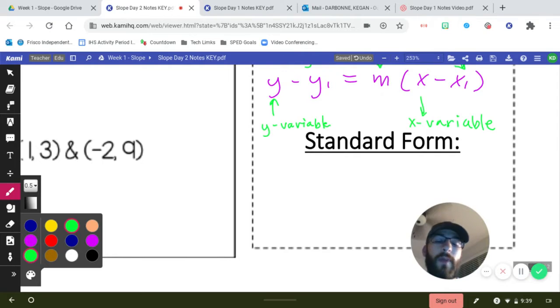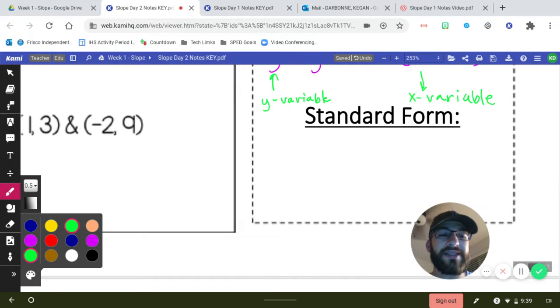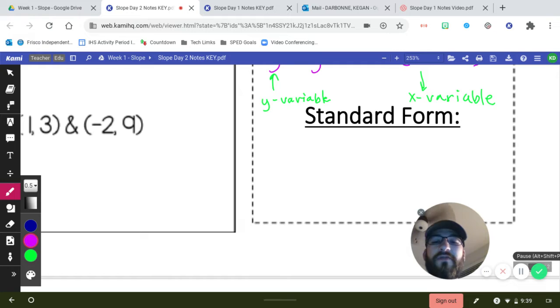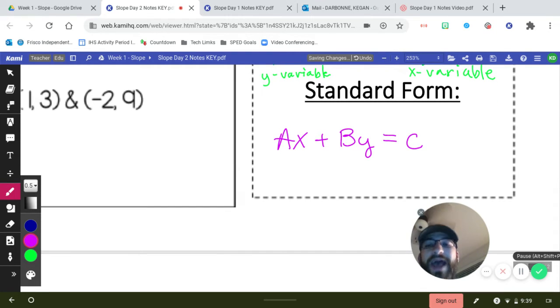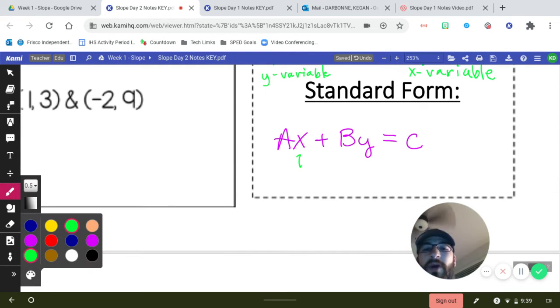The last form, and we use it for word problems sometimes, but it's not as useful for graphing and using the slope and that sort of thing, but it is standard form. And standard form is ax plus by is equal to c, with x and y still being that x variable and y variable.